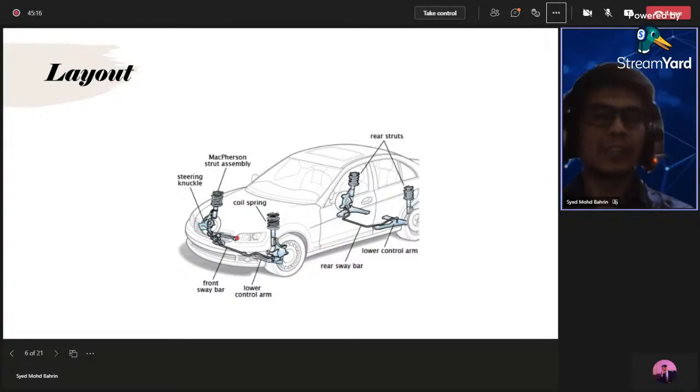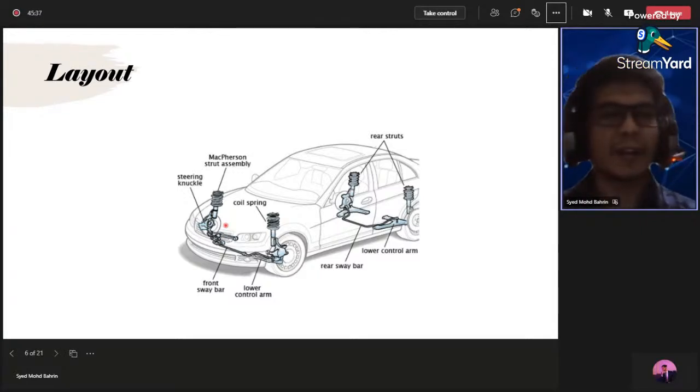So how do we differentiate between the two? For independent, the effect or the works of the suspension is independent of each other. For dependent, normally the two wheels, the front wheels here, are connected by an axle, and the suspension system is attached to the axle.